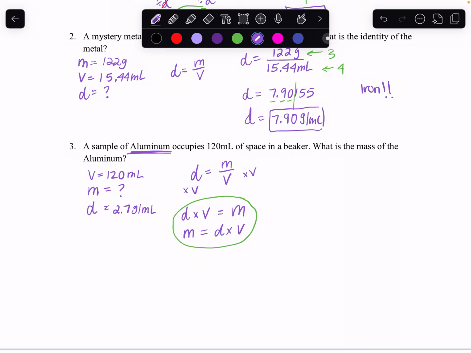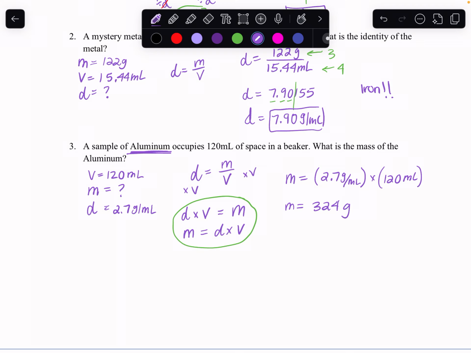Now we can just plug it in to the equation. Mass equals my density, 2.7 grams per milliliter, times 120 milliliters. All right, so plugging this into my calculator, I am popping out with mass equal to 324 grams. Oh, that's so ugly. 324 grams.